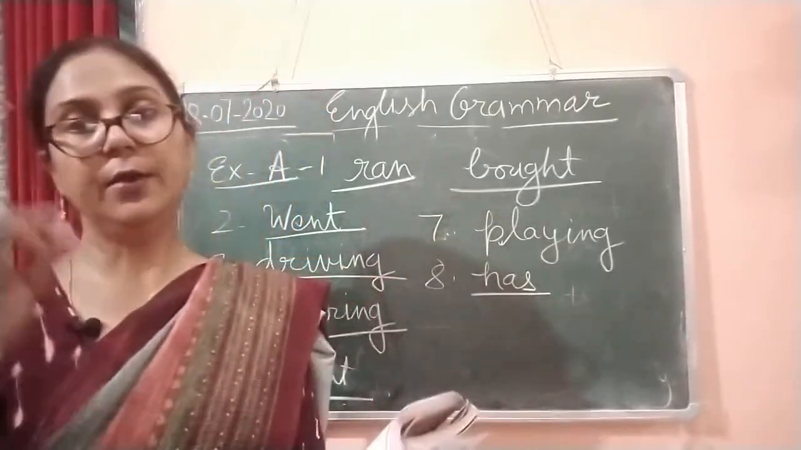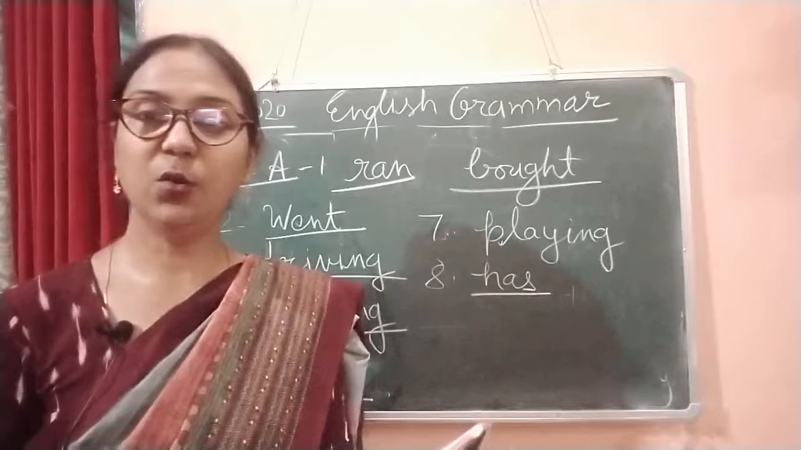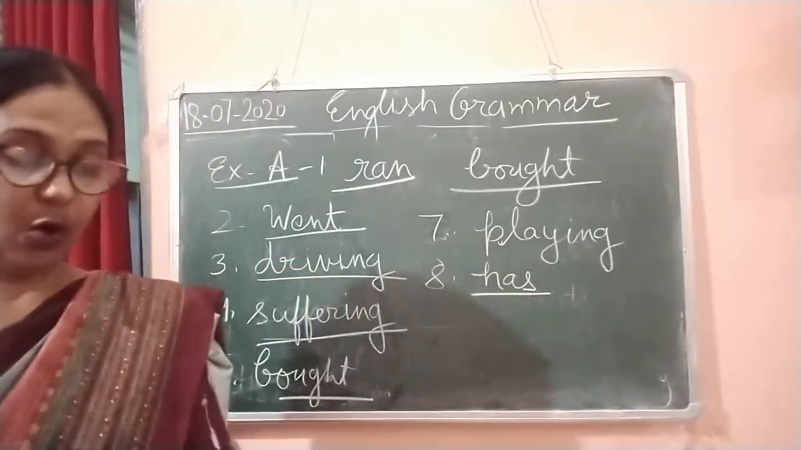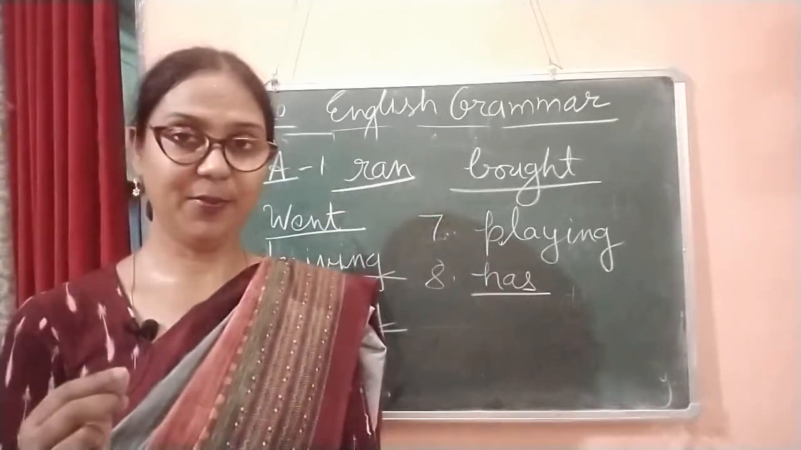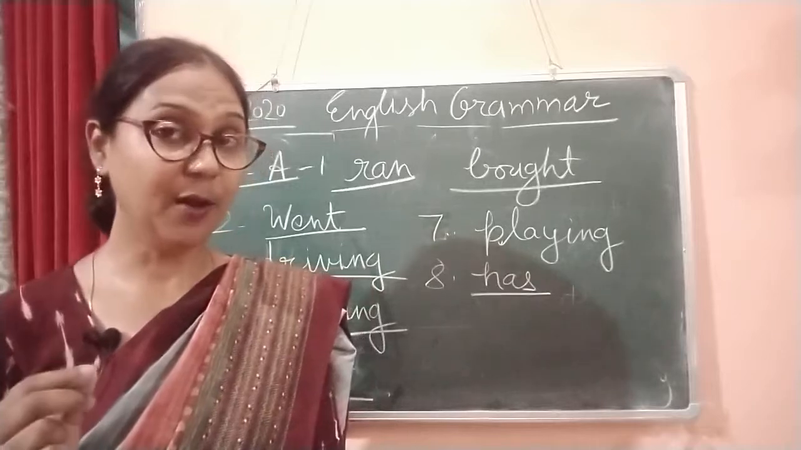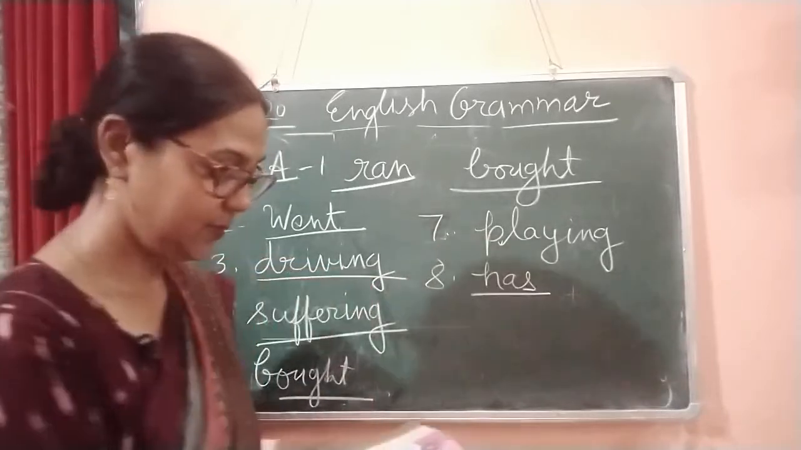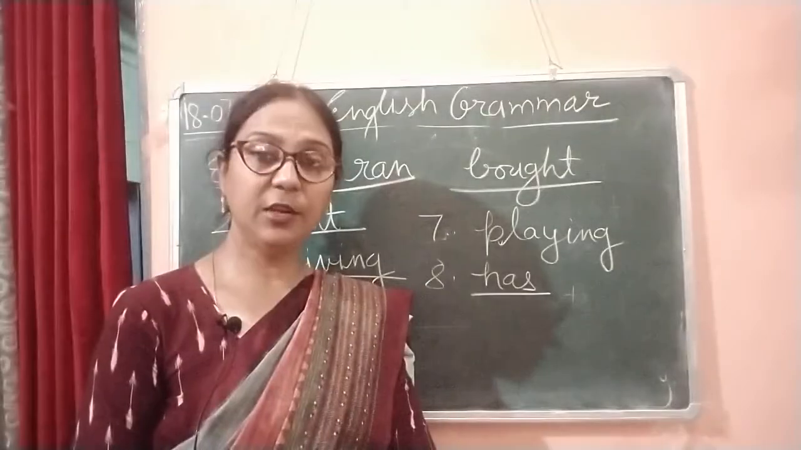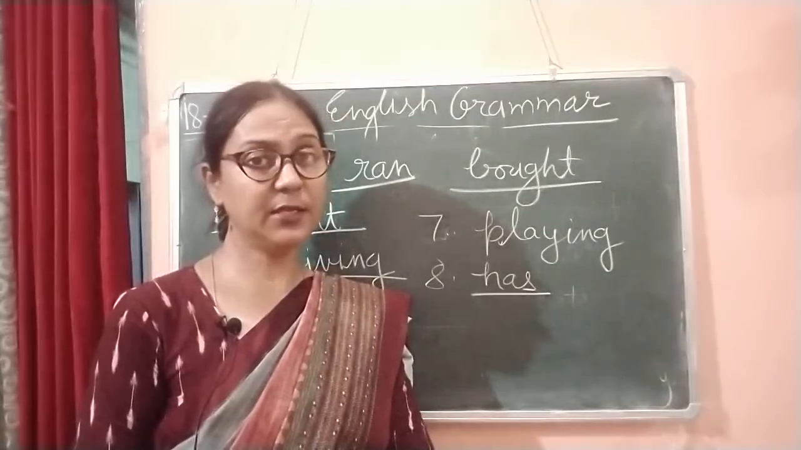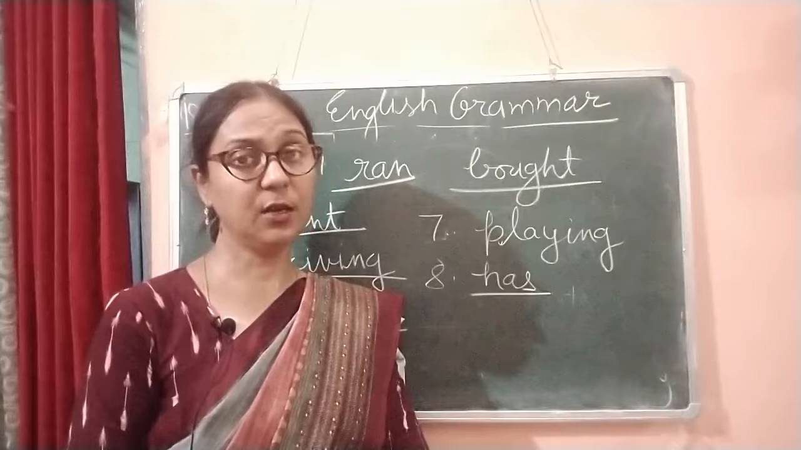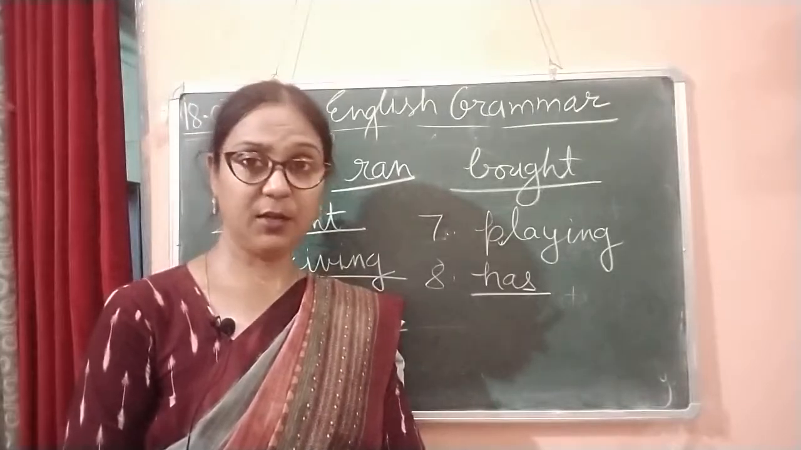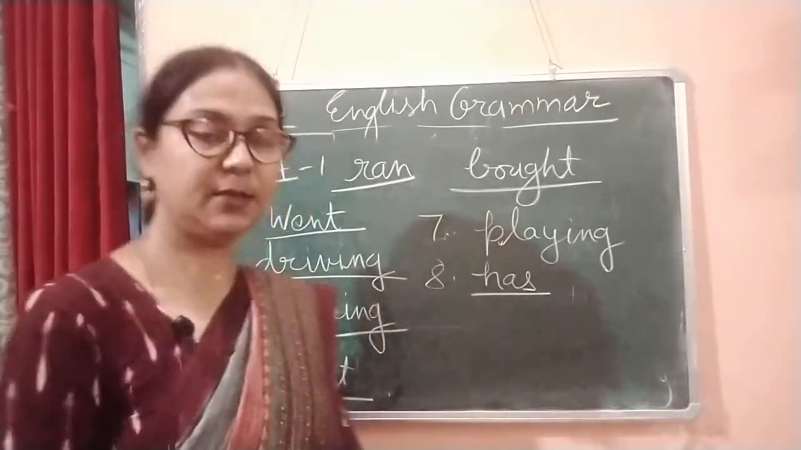Now after solving this exercise, we are going to move on to the object of a verb. Now we are going to talk about the object. So children, first we have to understand what the subject and the object of a sentence are.